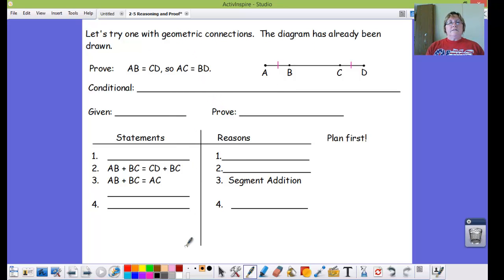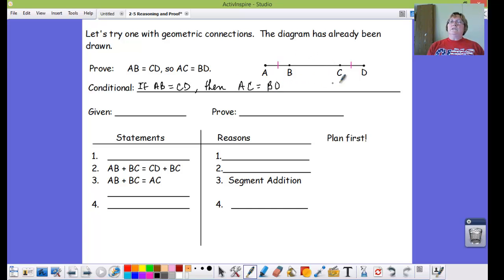Alright, for our final activity of the day, I'd like us to focus in on a proof that has some geometric connections. It still uses the algebraic properties that we used earlier, but it's just about a geometric situation. What you can see is that if AB is equal in length to CD, and those two segments are marked in the diagram here, then it must be true that AC is equal in length to BD.